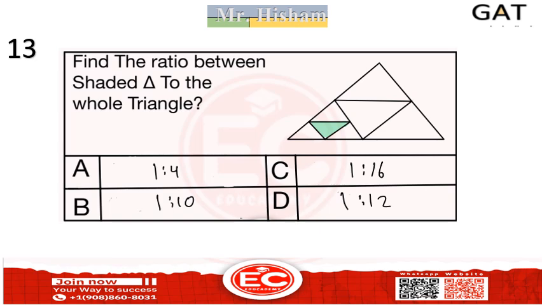If we look carefully, find the ratio between the shaded one and the area of the whole triangle. Into this triangle, you have four small triangles: 1, 2, 3, 4. So you have another four triangles here, another four here, another four here. So the whole triangle has 16 small triangles. This one represents one of them, so it's 1 to 16.